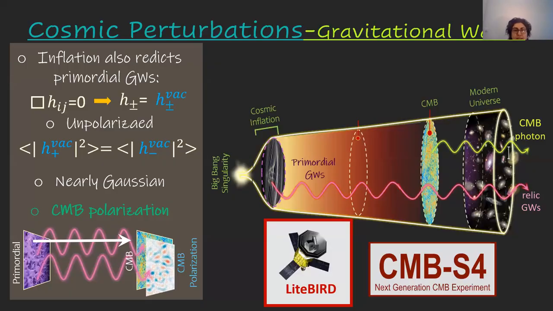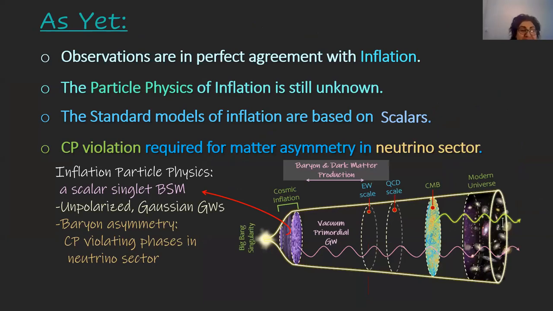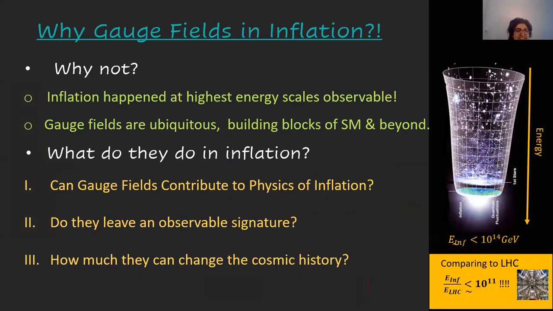Okay, if no, then let's see why gauge fields in inflation. Well, why not? Inflation happens at the highest energy scales observable to us. Gauge fields are all over the place, building blocks of the standard model of particle physics and beyond. So what do they do in inflation? Can gauge fields contribute to the physics of inflation? And if they do, do they leave an observable signature so we can test them? And how much can they change the course of cosmic history?